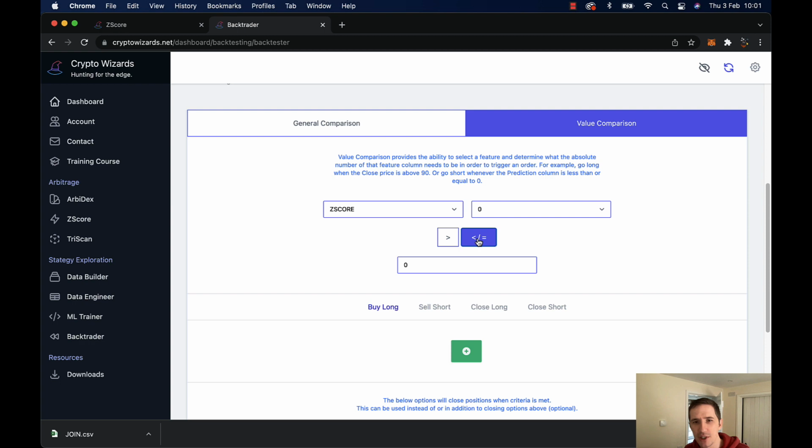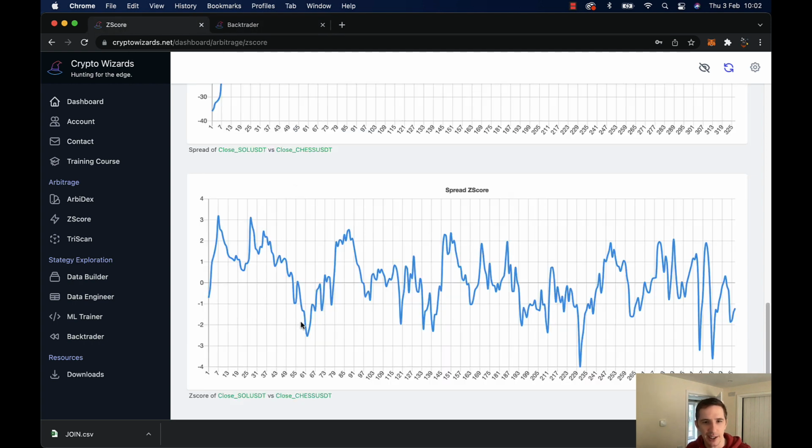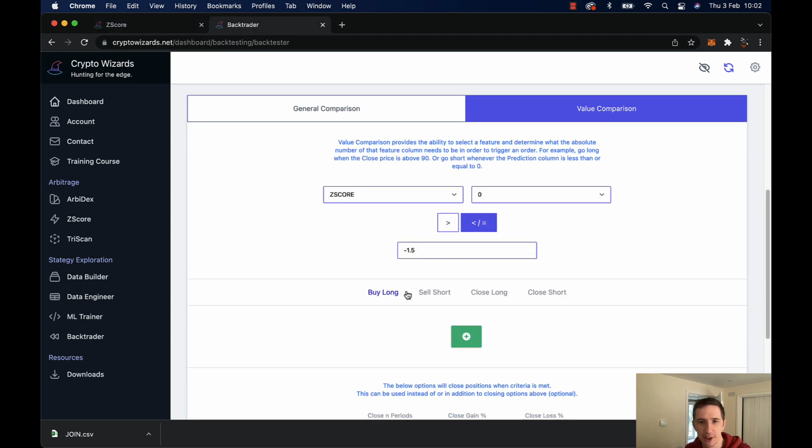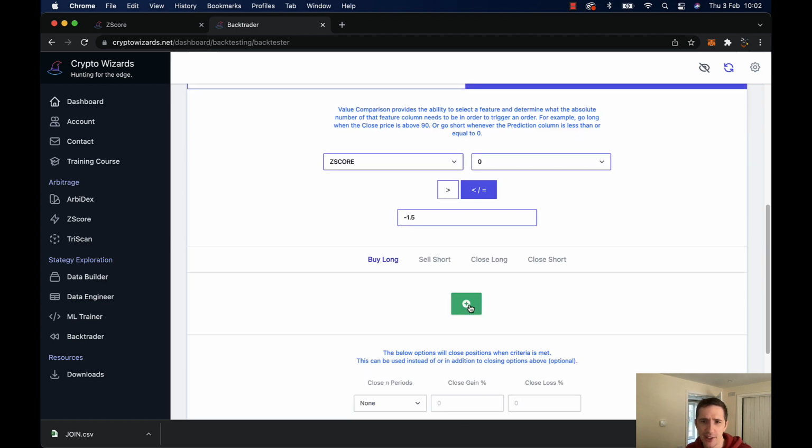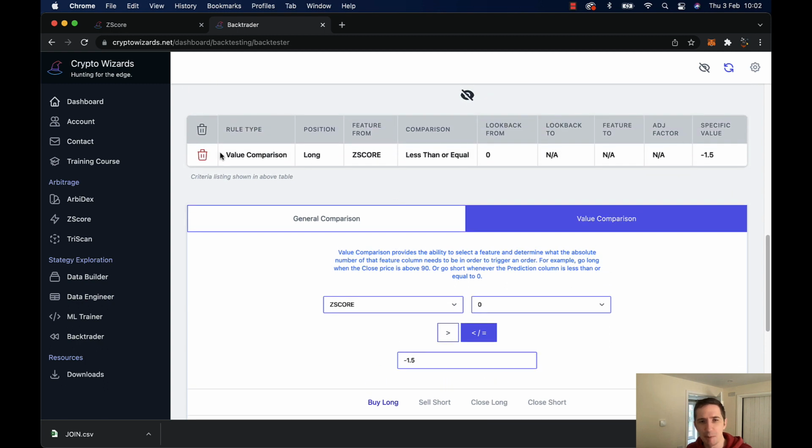And so here I'm going to say if the Z-score is less than or equal to, let's say, a Z-score of -1.5. So in other words, if the Z-score is down here at like 1.5, I'm going to go long. Cool. Let's do that. And then in terms of closing, actually I need to add that in, so I'm just going to hit this add. And you can add up to 5 long positions. You can add another 5 short positions. You can add 5 criteria to close a long or 5 to close a short. You don't have to add 5. I literally add 1 or 2, but you could add 5 of each of these 4 categories.